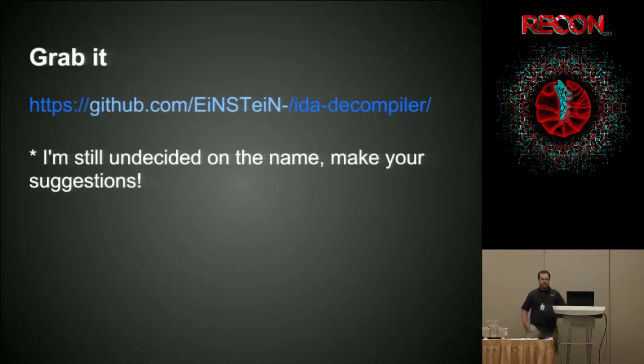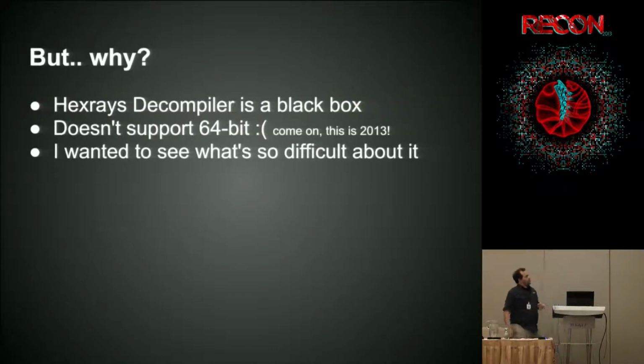It's an IDA Python script, so it doesn't use the HexRays part. So why do that? Well, the HexRays Decompiler is a black box. You can't really see what's going on there, and I wanted to understand. And it doesn't support 64-bit, so that sucks. If you do CTF, all of the hard challenges are 64-bit because they know there's no decompiler for 64-bit. So now I'm going to win faster at CTF.